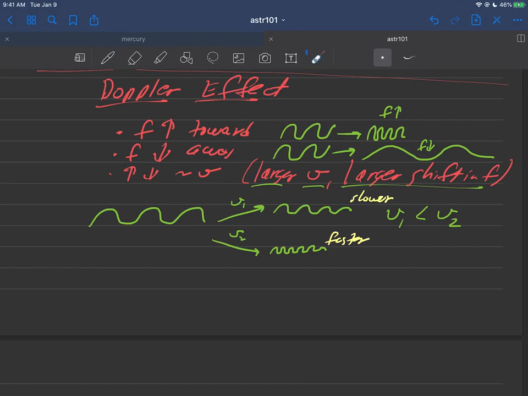And this is what we mean by V being sort of proportional to the frequency, or the change in the frequency being proportional to V, something like that. The slower the V, it does shift it relative to the original, but not as much as if you move faster.